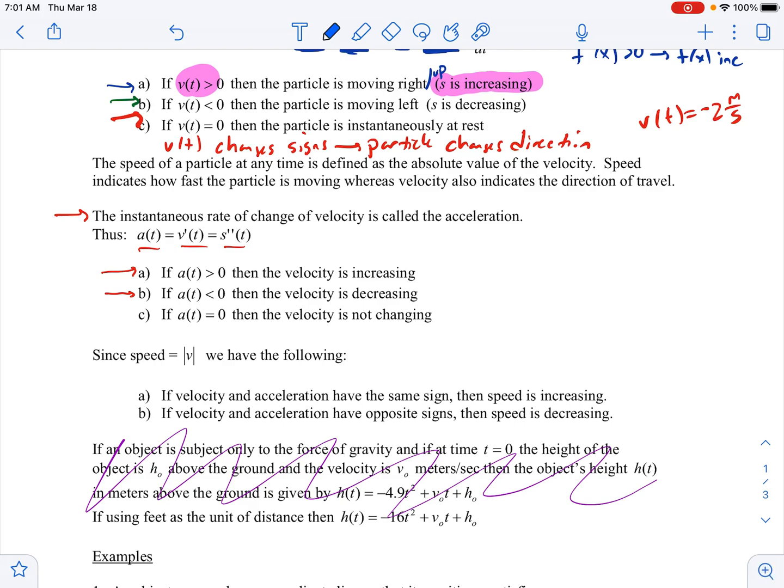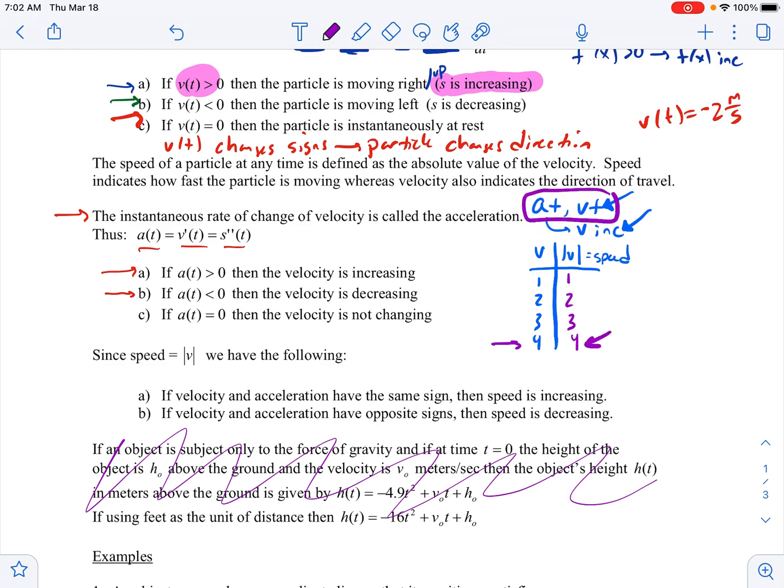But let's assume both are positive, acceleration positive and velocity positive. What does that mean? If acceleration is positive, that means that velocity is increasing. So let's make a little table. We're going to have some velocity values, and then we'll take the absolute value of those, and that'll be the speed. So I have positive velocities that are getting bigger: 1, 2, 3, 4. Speed is the absolute value of those: 1, 2, 3, 4. Notice that as the velocity goes up, so does the speed. When both of these were positive, speed is certainly increasing.